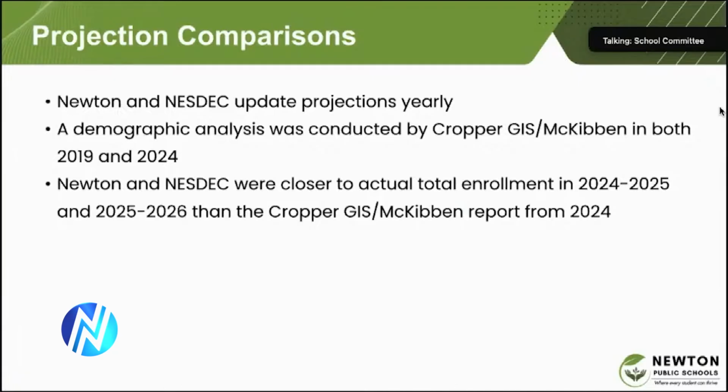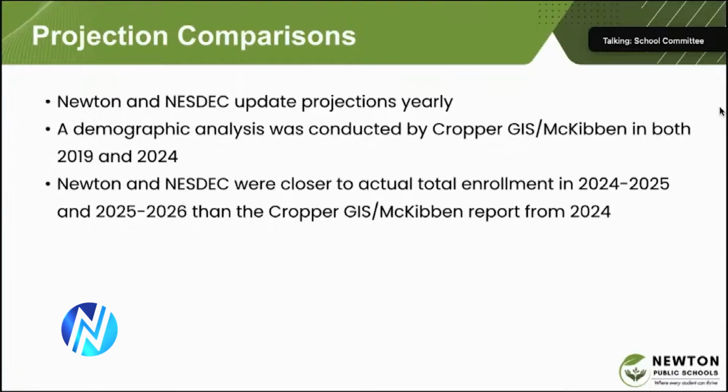So we always compare our projections to external projections to get a sense of whether it feels accurate or we need to look in more detail at our own projections. Every year we compare our projections to NESDEC. So NESDEC is the New England School Development Economic Council. Okay, I think I got that one right. So that is an organization that provides projections for many school districts across New England. They update their projections yearly for us based on our October 1 enrollment, which we provide to them every year. So we always compare to them.